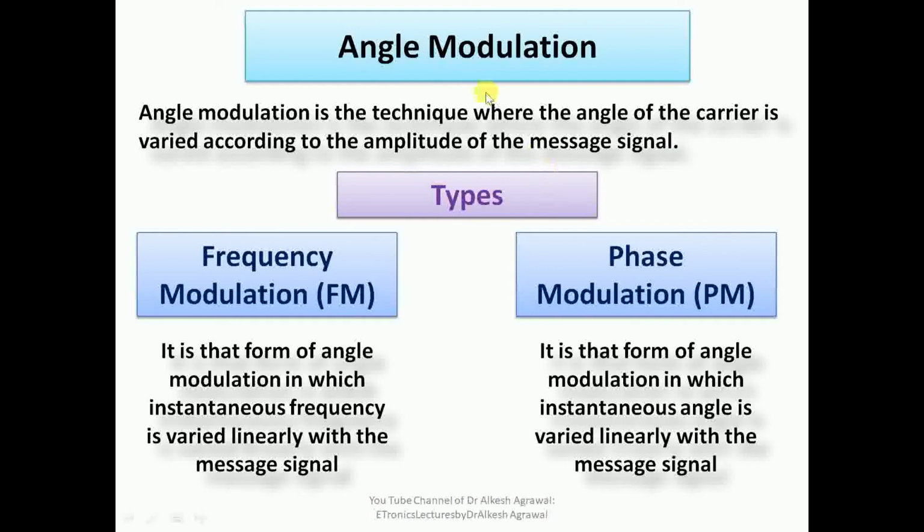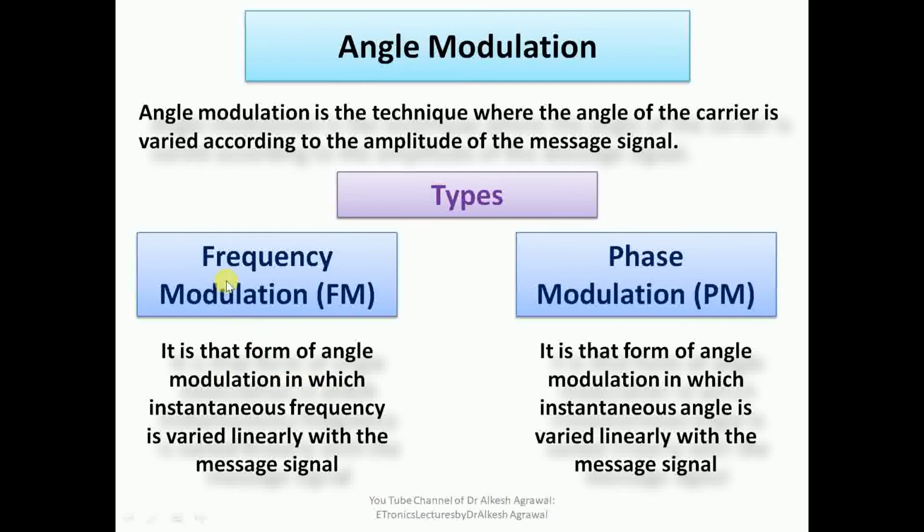Now we know that angle comprises two components. One is the frequency, one is the phase. So out of that we have two types of angle modulation technique. One is termed frequency modulation, FM, and the other phase modulation, or PM.